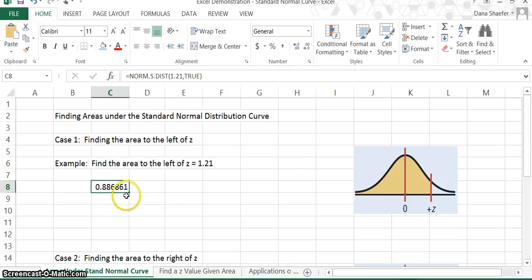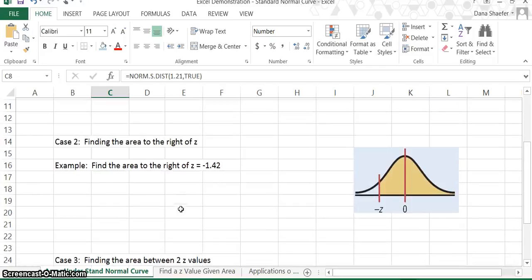The rounding rule when we're working with the area and the standard normal curve is we're going to go to 4 decimal places. This makes us consistent with the tables in the book. So we'll say 1, 2, 3, 4. Our final answer for the area to the left is going to be 0.8869.